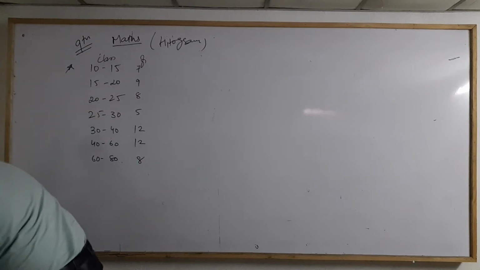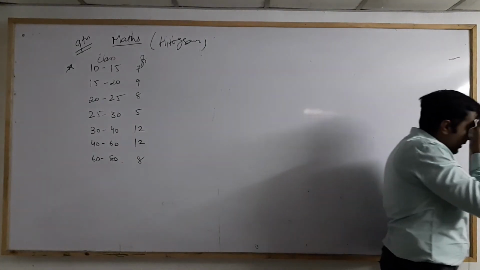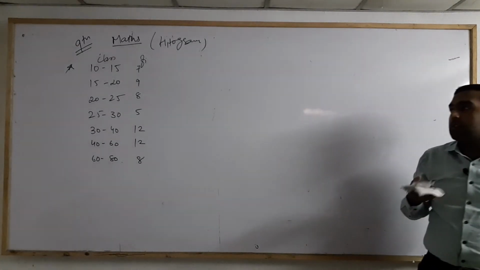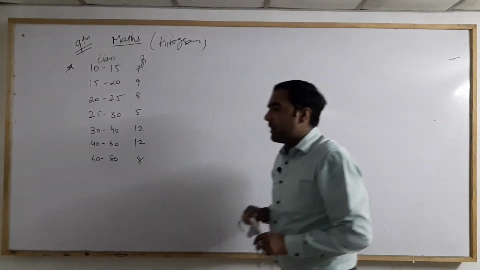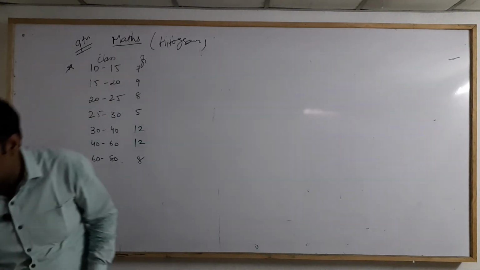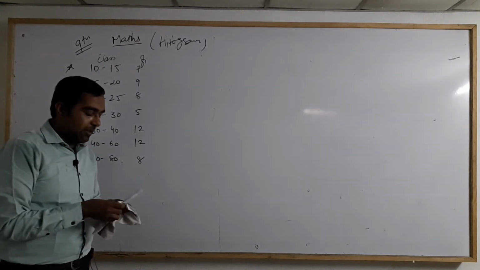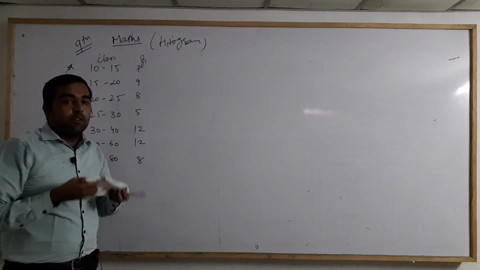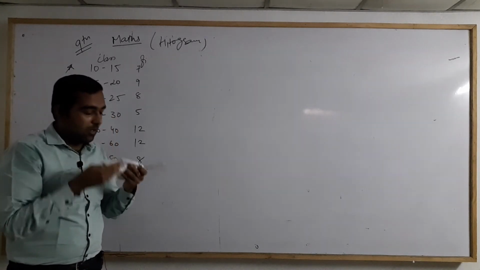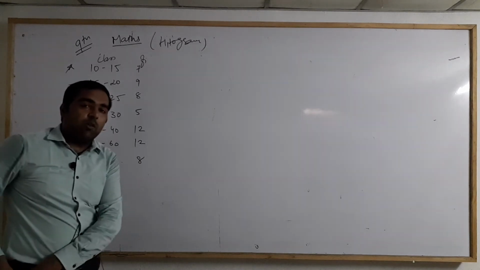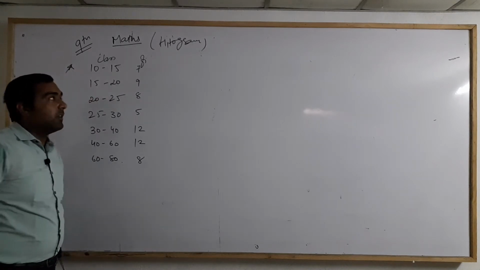Now this data is given with different kinds of class intervals. In the previous lecture we learned that the class intervals are the same, continuous class intervals. Continuous class intervals means the difference between the upper limit and lower limit is the same or equal in every class.